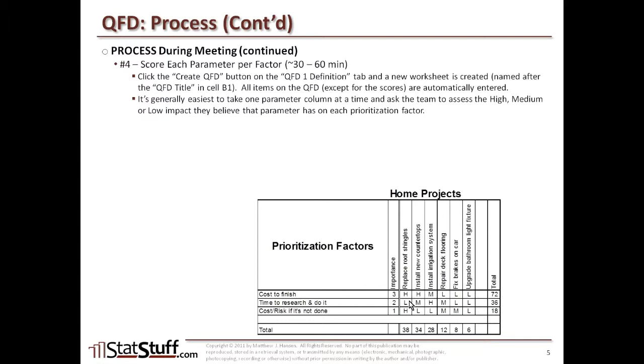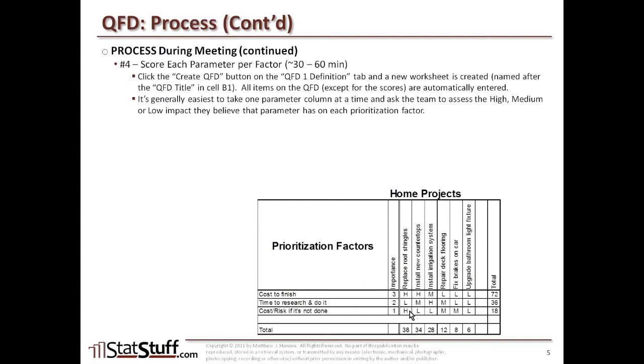Then we move to the next one, the time to research how to do it and to actually do it. Is that going to be a low impact or a medium impact or a high impact? And then we move on to the last one, asking what's the cost or risk if we don't do it. If we skip this particular home project, if we don't get this replaced, then what's going to be the risk of not doing it? Well, it may cause additional damage to the roof, and if it rains and then there are leaks, it's going to create a whole lot more damage inside, so maybe they might decide the risk is high. So they might identify this as an H.